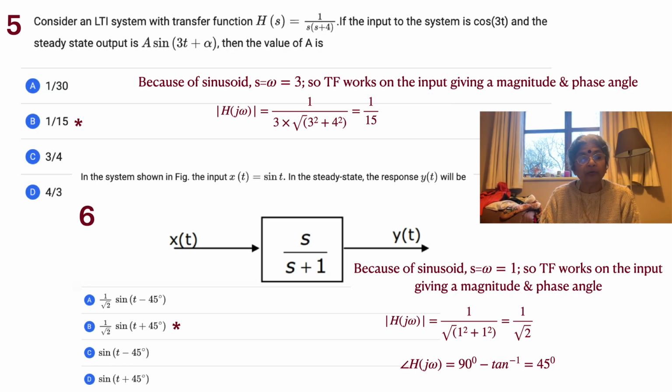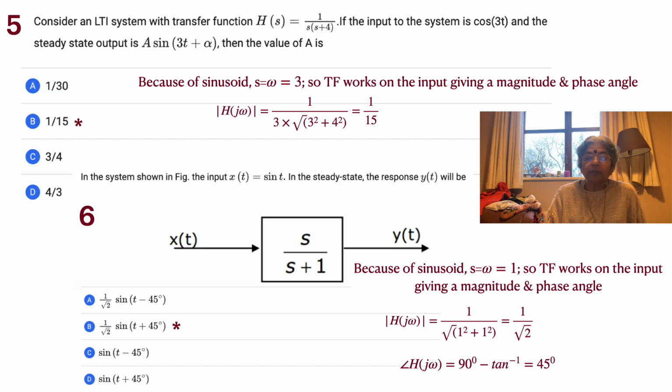Okay, so 1 by root 2 is going to be the amplitude that is multiplied to the input to get the output. So 1 by root 2 sine. Now what happens? Let's see if there's an angular change. Of course there is an angle change, because in the numerator we have an angle equal to 90 degrees, since s has been replaced by j omega. And in the denominator we have j1 plus 1, so tan inverse of 1 by 1 is equal to 45 degrees. So 90 minus 45 gives us a 45 degree change.